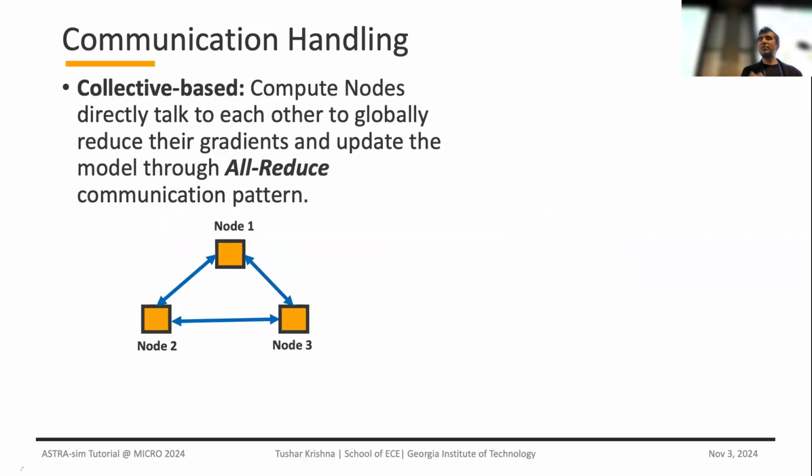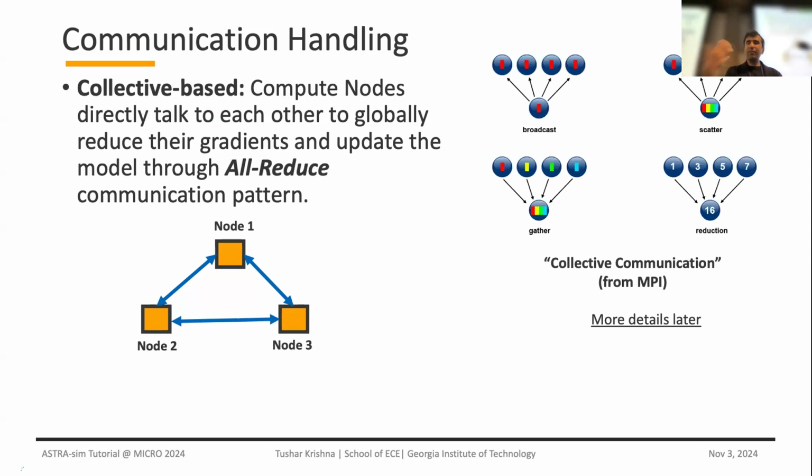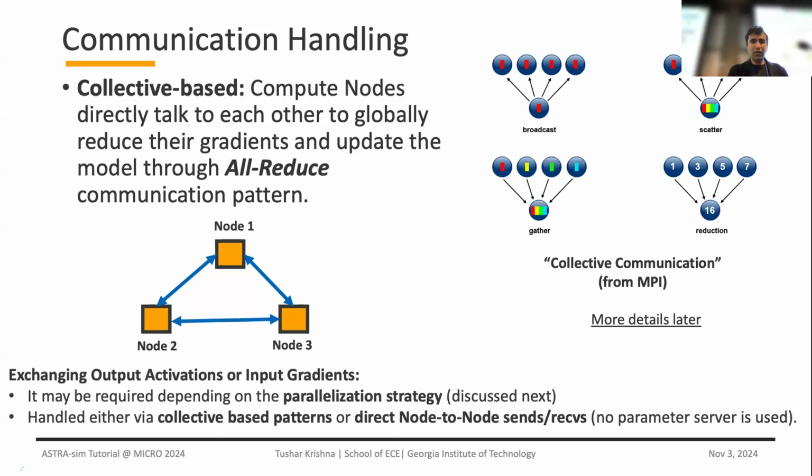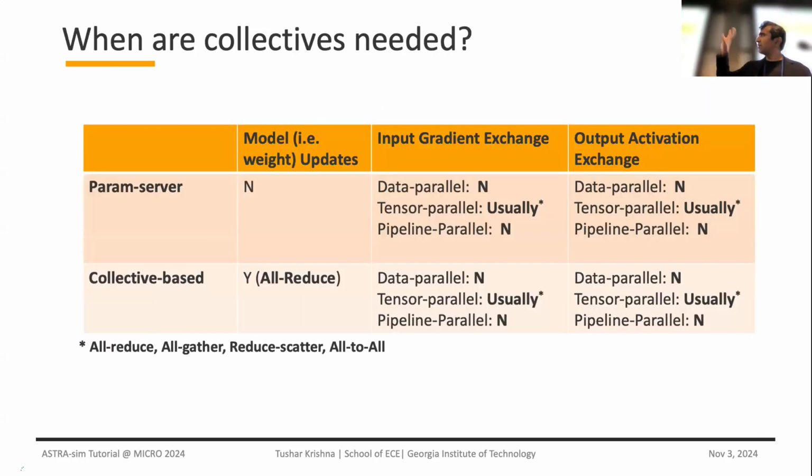Something that's used a lot more in practice today is a purely peer-to-peer distributed scheme, which uses collectives. So the idea is that compute nodes can directly talk to each other to globally reduce the gradients and update the model through different collective patterns like an all reduce. And these collective patterns come from MPI, and I'll talk about this also in a bit. So ultimately, as I said, exchanging output activations or input gradients depends on the parallelization strategy, and also whether or not we support collectives or use direct node-to-node sends and receives. So this is just a table summarizing, at a high level, what kind of communication needs to happen if you have a parameter server or collective based scheme, depending on the parallelism strategy.